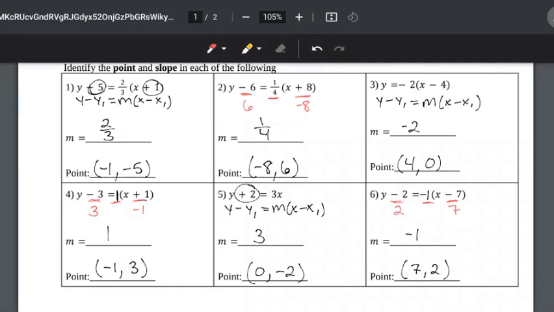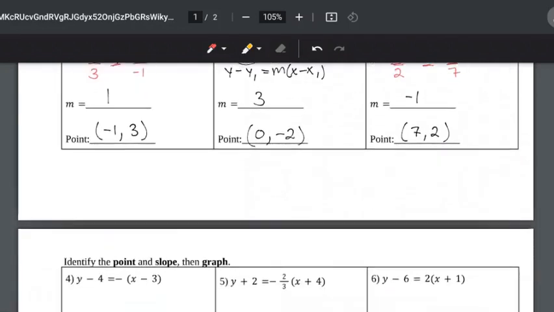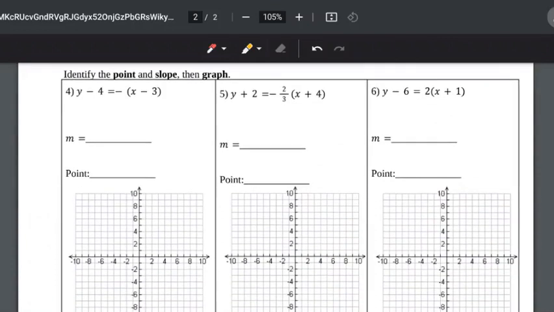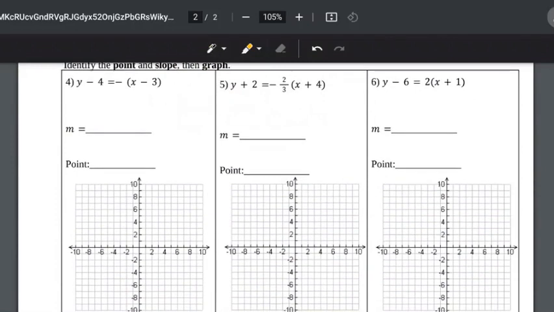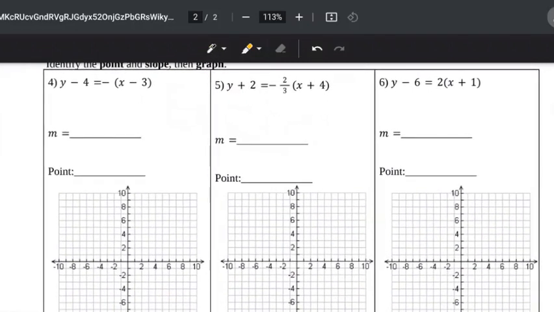Awesome. All right, so now we're going to go to the next step on the back side, which is finding this key information and then graphing. So, number 4, we search for the same information. We have our slope is negative 1. Our point is the opposite of negative 3, which is positive 3, and the opposite of negative 4, which is positive 4.